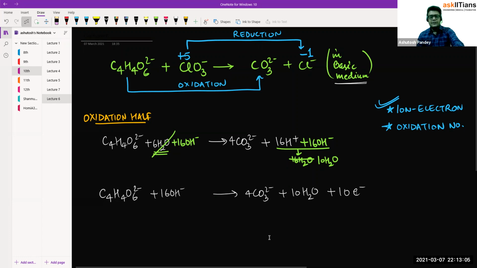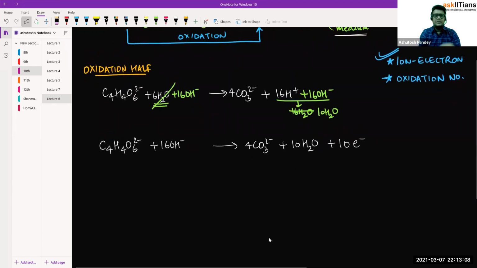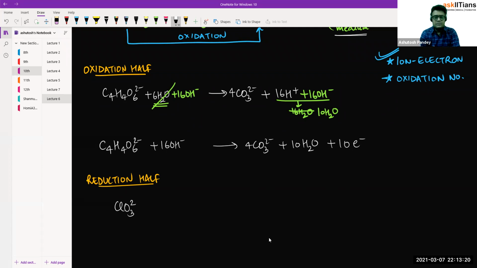After this we are going to write the reduction half. In the reduction half we'll write ClO3 negative changing to Cl negative. Chlorine is already balanced and we have 3 oxygens here, so we'll put 3 H2O on this side.